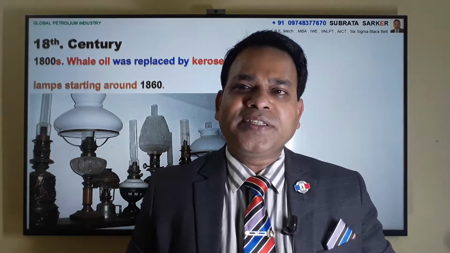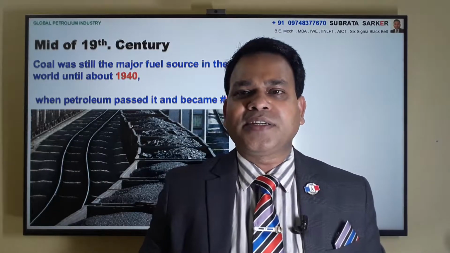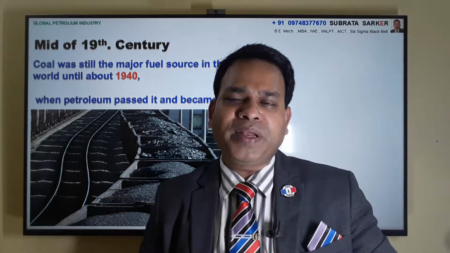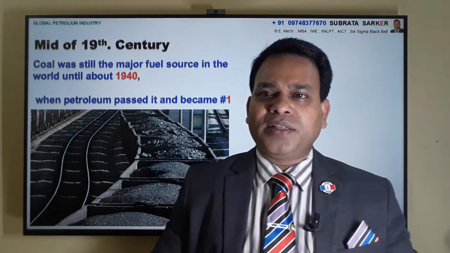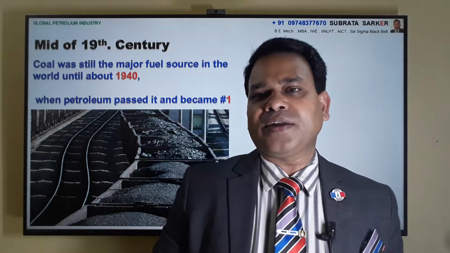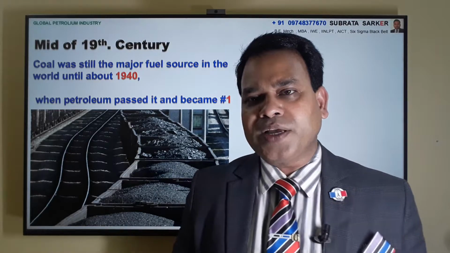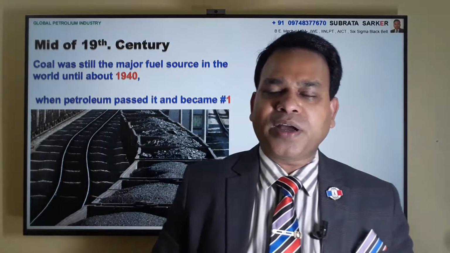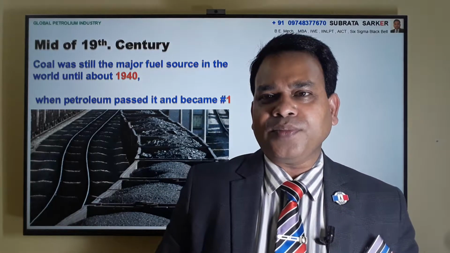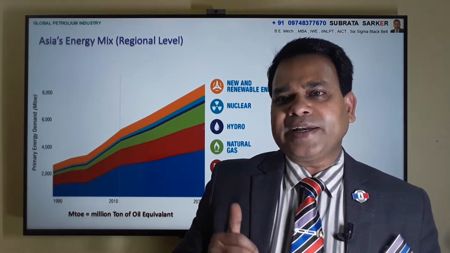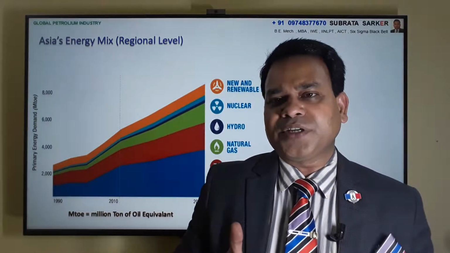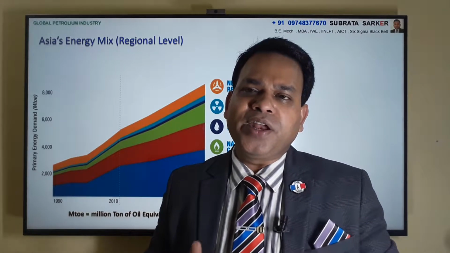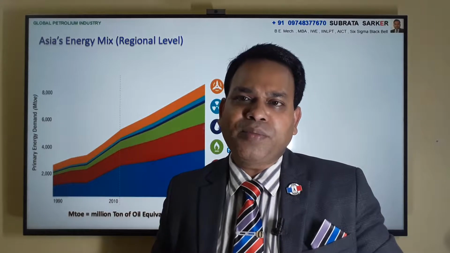Until the beginning of the 19th century, coal was the largest source of energy. And after the middle of the 19th century, when petroleum products started to become popular, not only popular, number one actually, petroleum was the largest energy product globally. If you see this energy mix graph, you can see at the bottom coal, then petroleum product, the third one is natural gas, then nuclear power, hydraulic power, and then renewable energy.